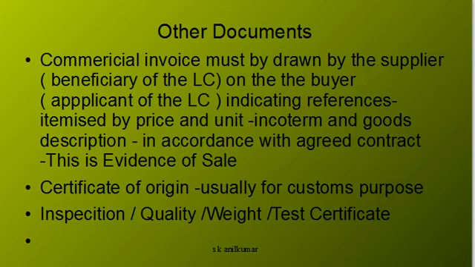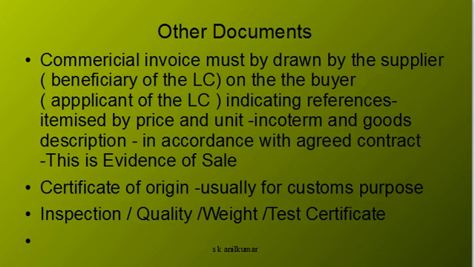It will have a goods description, which will correspond to the description in the letter of credit if applicable. The invoice is an evidence of sale. It may not be signed. The other documents are the certificate of origin, which is necessary to get tax concessions at the customs point. Depending upon the origin of the goods, at the export and import point, a different tariff might be applicable on the goods. Then comes the inspection certificate, quality certificate, weight certificate, and test certificate, which will help to satisfy the buyer that what has been ordered has been shipped.